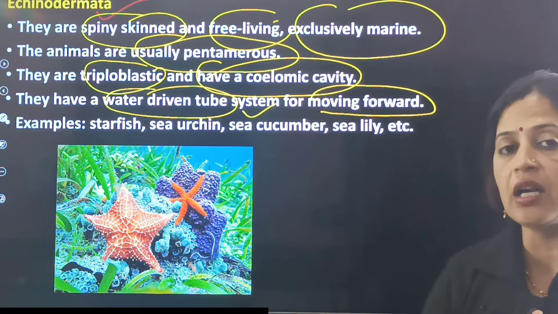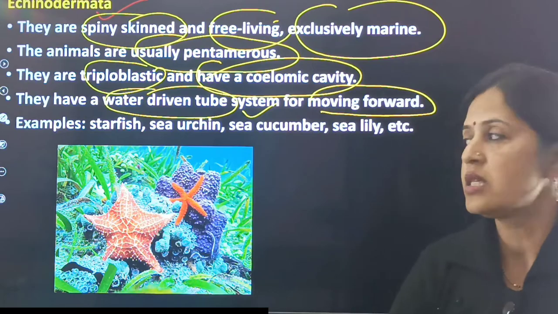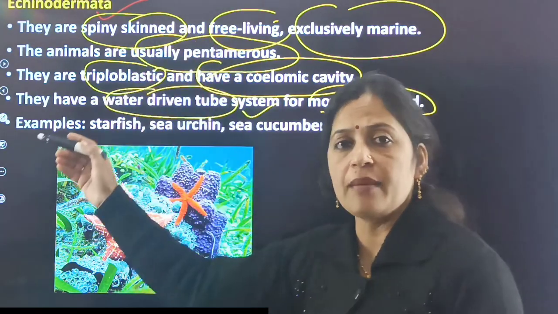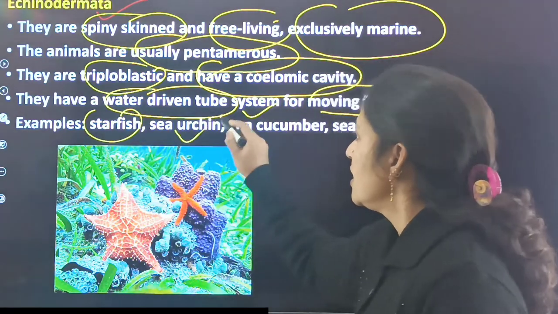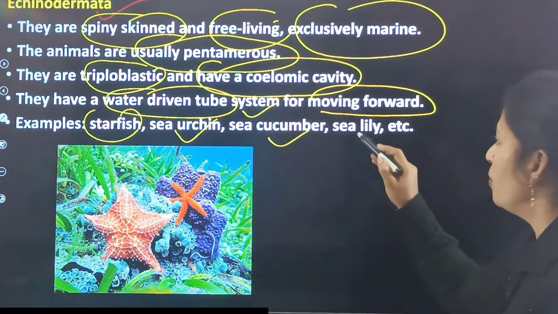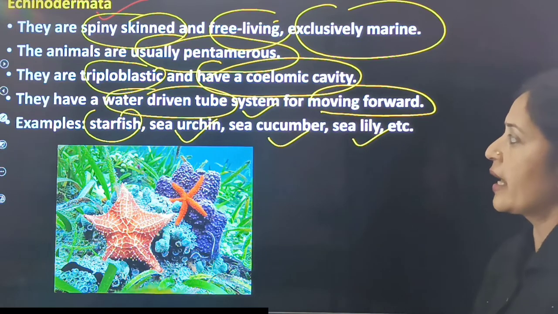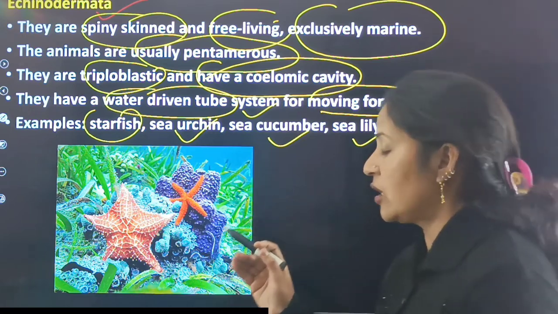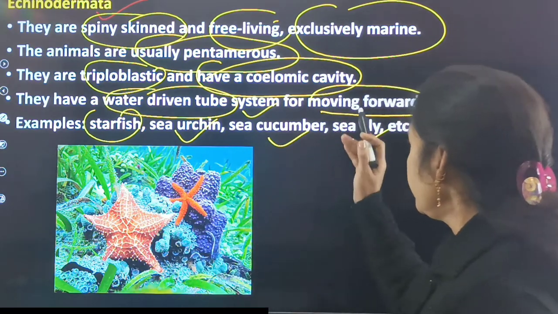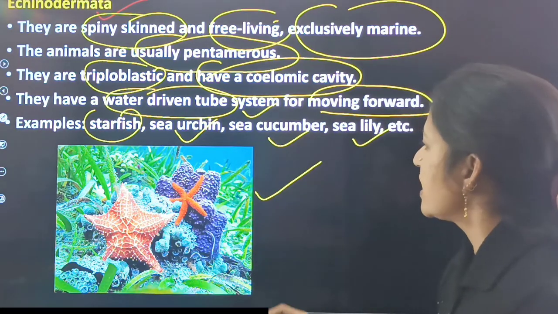And they are moving forward with the help of this water driven tube system. The common examples of the Echinodermata are starfish, sea urchin, sea cucumber, sea lily, etc. All these are the examples of the Echinodermata. So this is the example of the starfish.